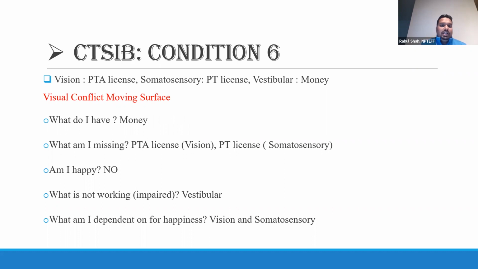Condition 6, like 2 and 3 are very similar, 5 and 6 are also very similar. The only difference over here is the same thing, that your eyes are in a conflict. You have a visual conflict. Your eyes are busy with something else so that they cannot contribute to your balance. So over here, similarly, you will be impaired on vestibular when you cannot hold balance, and you will be dependent on vision and somatosensory.